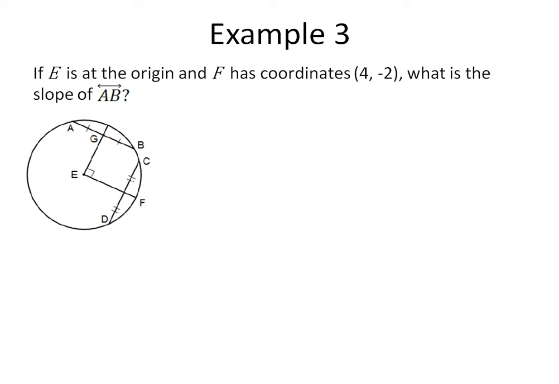Okay, so here's the thing. Since we know that this is perpendicular to this and this is perpendicular here because there's a 90-degree angle indicated, if we can find the slope of EF, then we'll know that the same slope will be true of AB. So we know that the point E has the coordinates (0, 0), and F has the coordinates (4, negative 2). We use the slope formula to find the slope of EF, which is negative 2 minus 0 over 4 minus 0, which is negative 1/2.